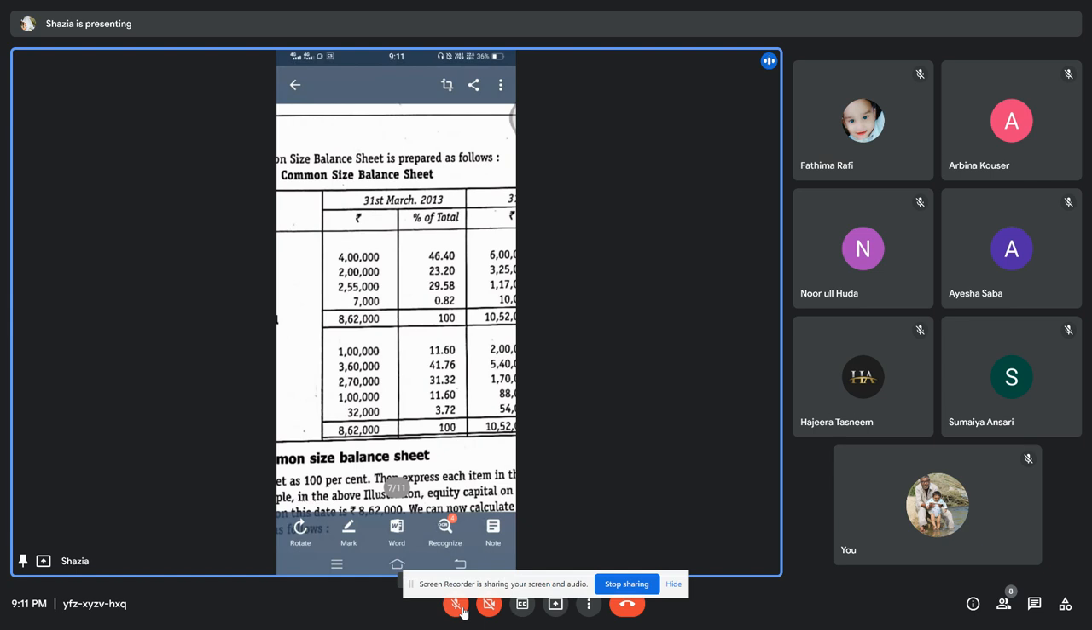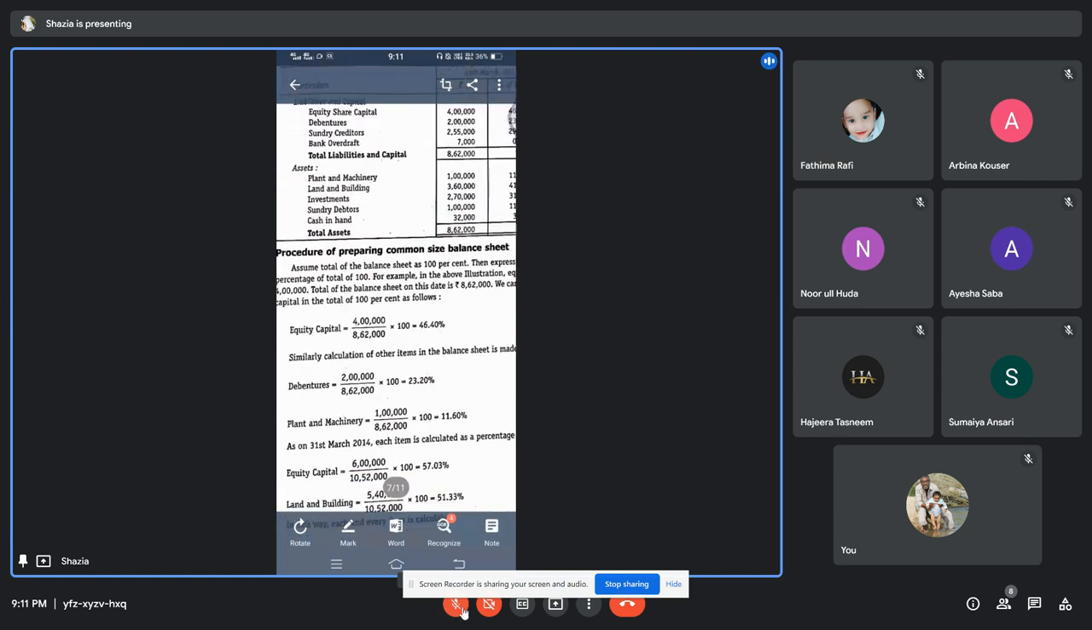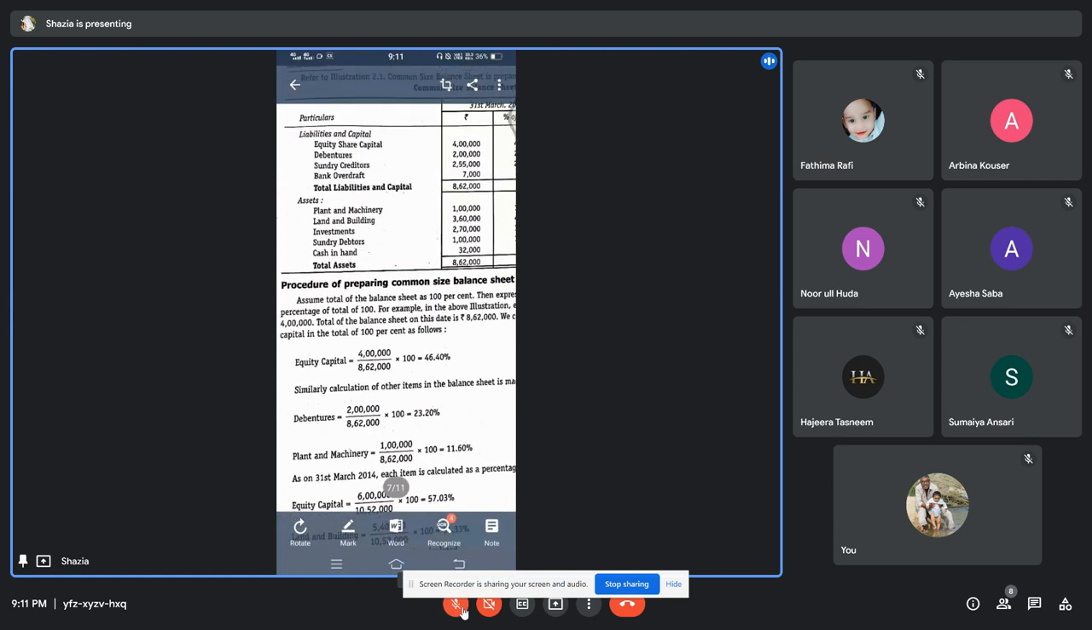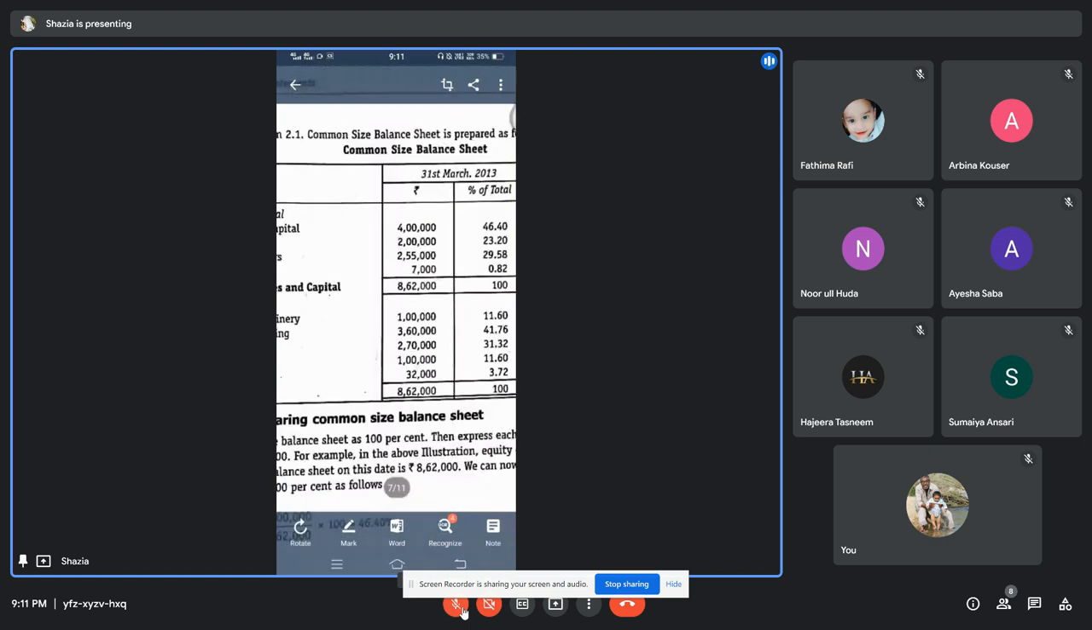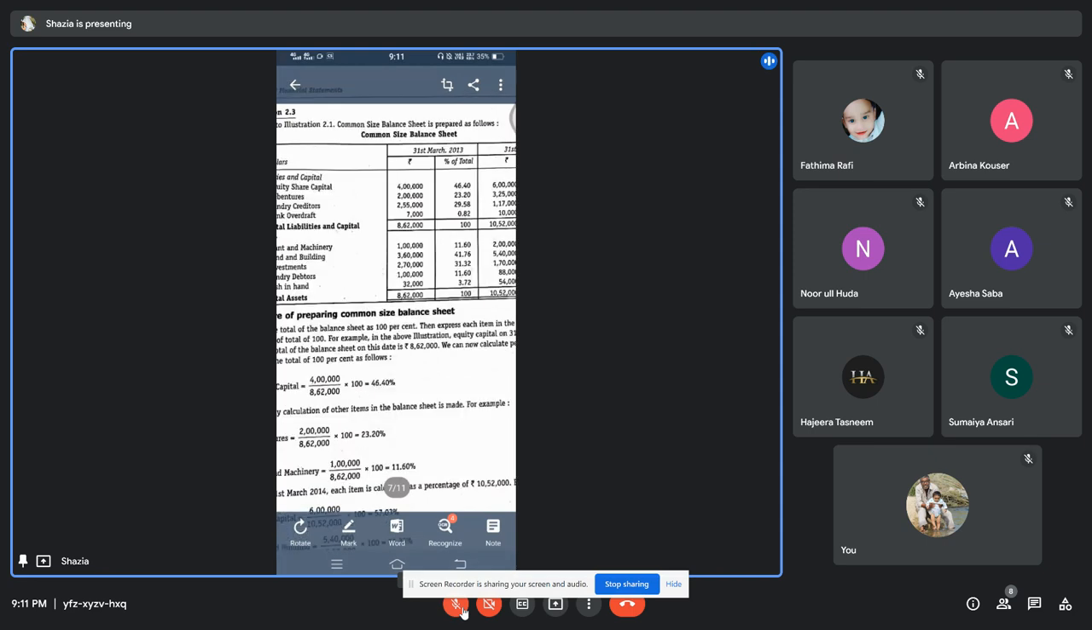But the common thing is you have to take the total of the liabilities. Now, what is your total liability here? Take it as a given digit or common number. These are the digits: 8,62,000. This is the common number, the common total. This should be divided with each of the liabilities. Only then will you get the percentage.